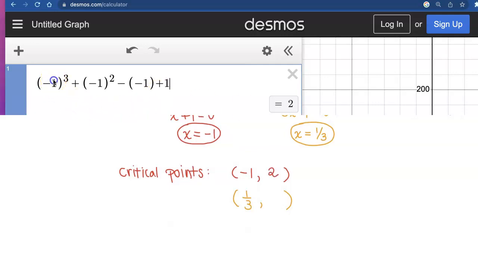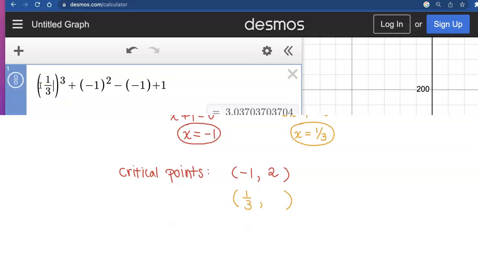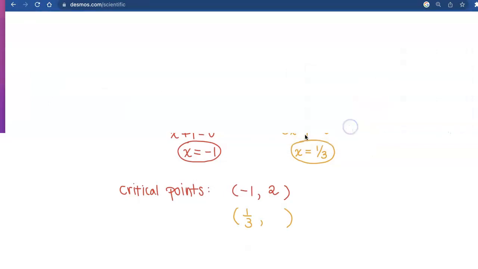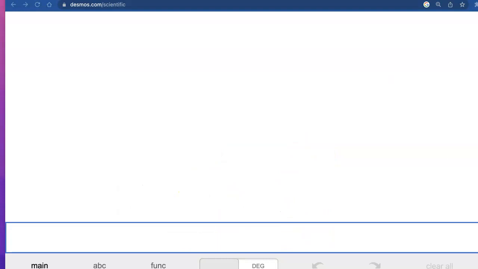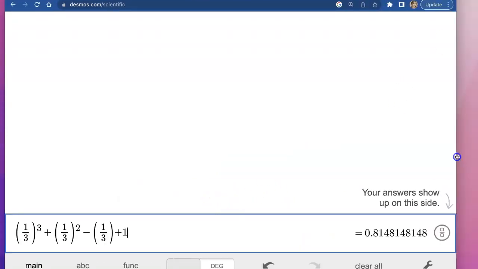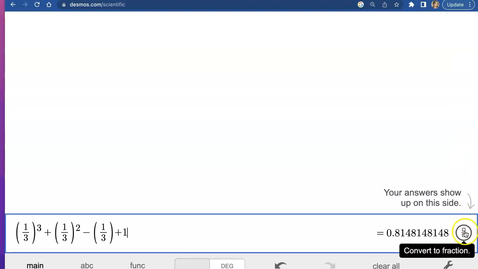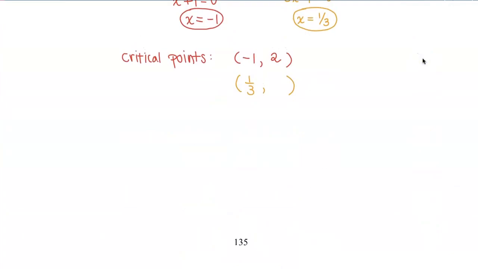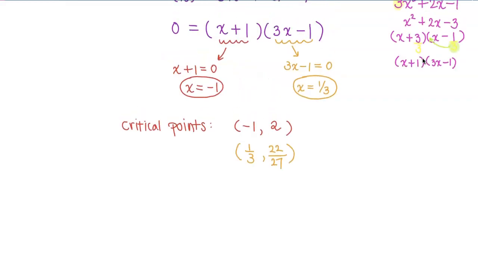Now let me find the second critical value's y coordinate. So I plug in 1/3 everywhere this time. And it came out to be, I don't like that. I do want a fraction. So maybe I will open up a scientific calculator because this one is giving me a decimal. Desmos scientific calculator. So I'm over here on a scientific calculator this time, and I'm going to type that in. This calculator has an option for me to convert it into a fraction. Yes, that's what I want. So that is 22 over 27. And that's what I'm going to write down as the y coordinate for the second critical value.